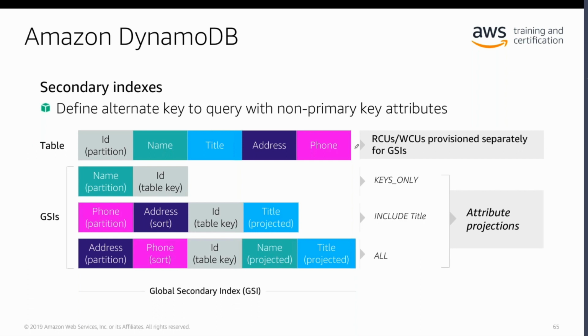One important point about global secondary indexes is that their read and write capacity units are provisioned separately than the main table. So this takes up storage and this takes up storage, and they take it up separately, and you have to create your read-write capacity units separately for global secondary indexes.